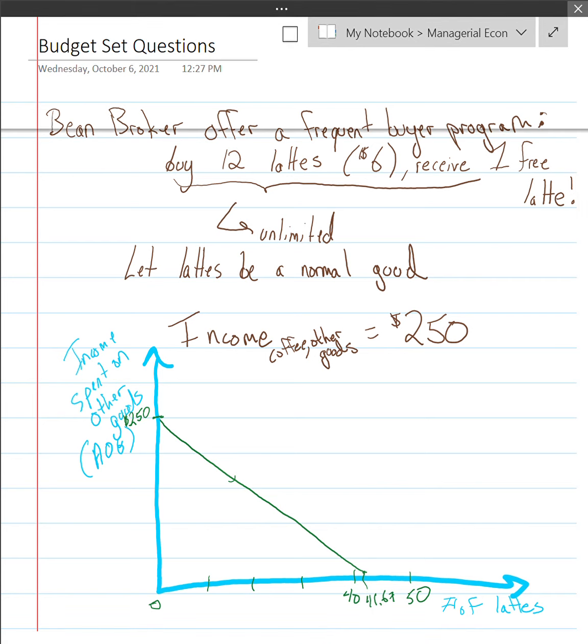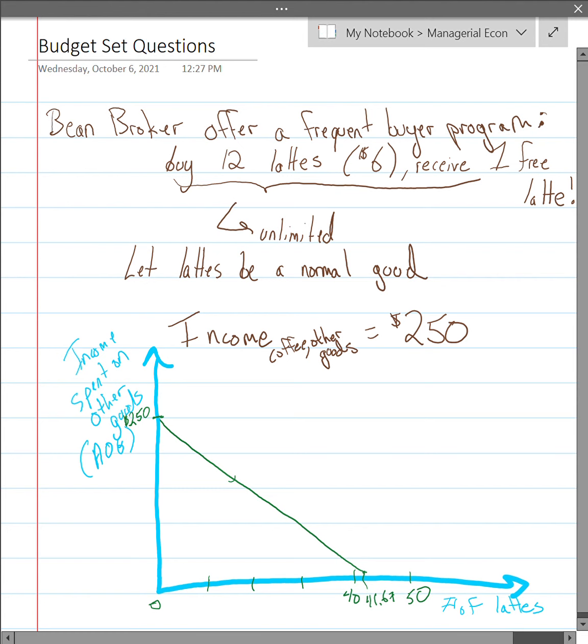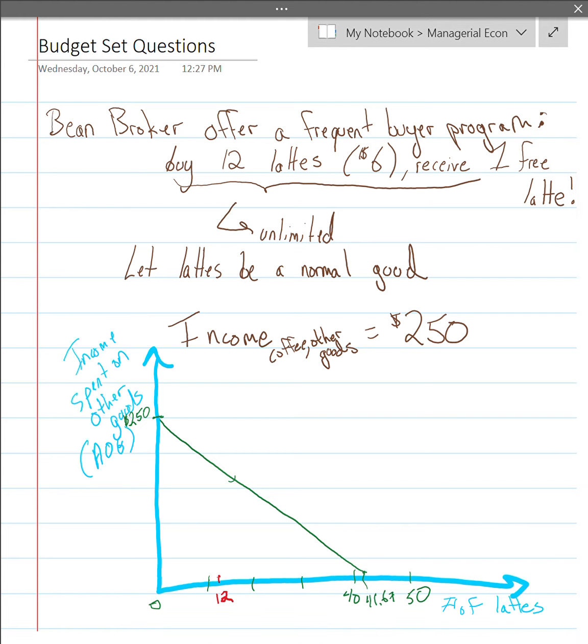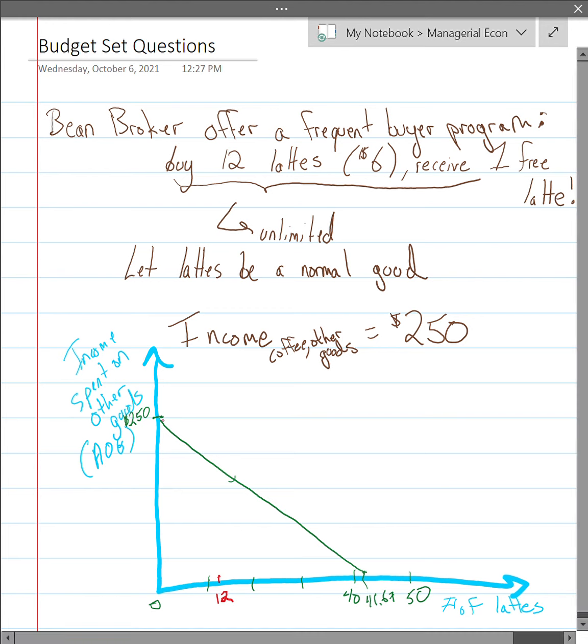All right, so let's go ahead and take a different color now. And now what's going to happen is as every 12, okay? So let's just do it for the first 12. So what's going to happen to the consumer's budget line or budget set after that first 12? It's going to follow along the original one. We still have $250 that we could spend, but now at 12, it's going to take a little jog out. And that jog is going to be equal to exactly 1 unit.